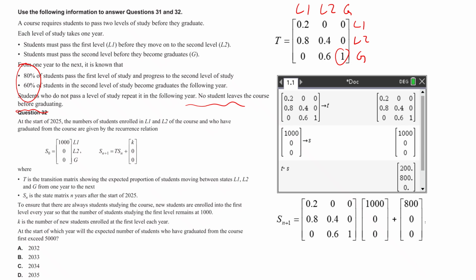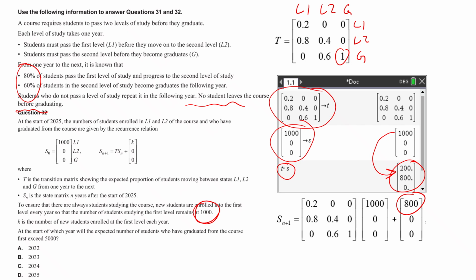Then I've got my T, and I've got my S. If I do T times S, I get these numbers, and it tells us that we need to keep the L1s at 1,000. But you can see 1,000 went to 200. So if 1,000 goes to 200, how do I get it back up to 1,000? I add 800. So therefore my K value is 800.